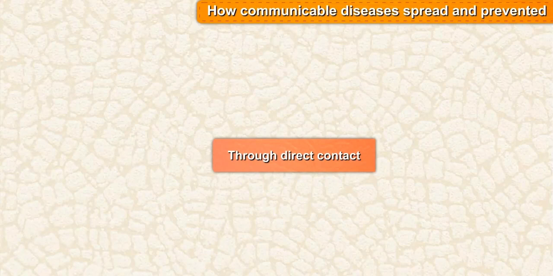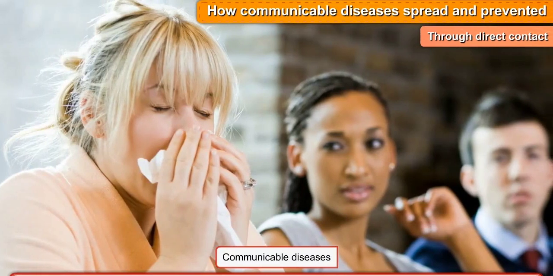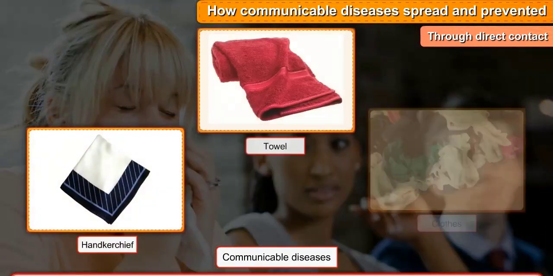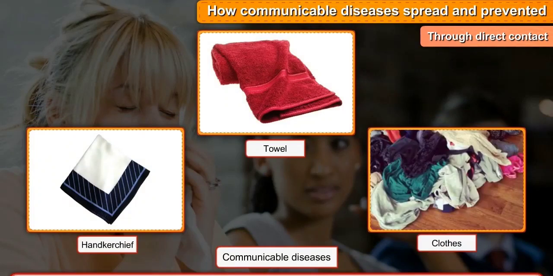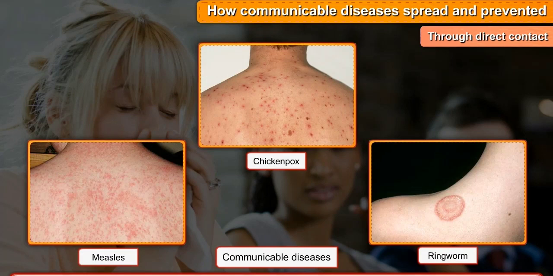Through direct contact. When a healthy person comes in contact with a sick person or his handkerchief, towel, clothes, etc., he can get infected by the germs. Diseases like measles, chickenpox, and ringworm spread through direct contact.